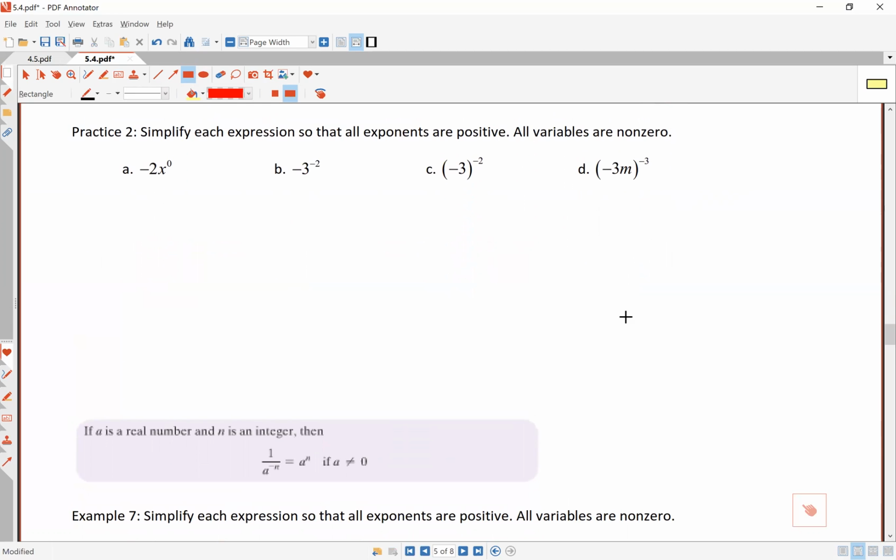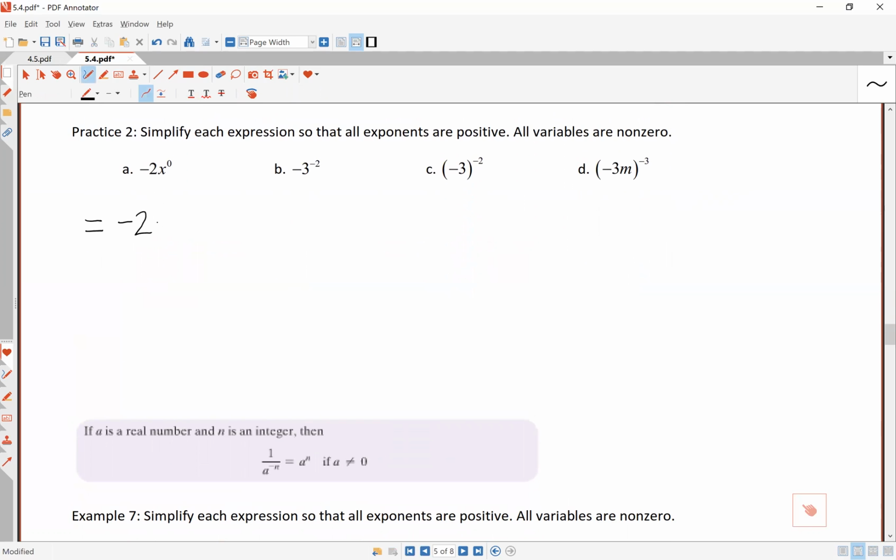This leads us to practice 2 for you to try. I encourage you to press pause on your video and work these out, and come back when you're ready to see the solution so you can check your answers. Now that you've had time to check your answers, we're going to work these out together.